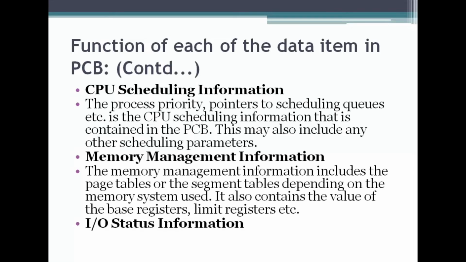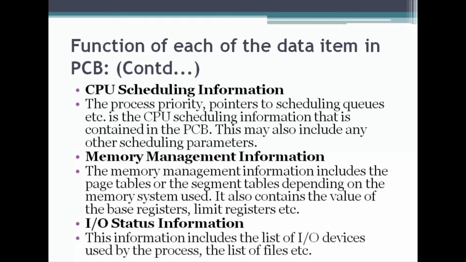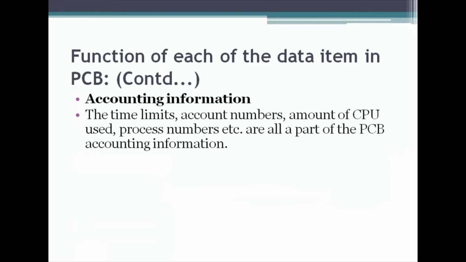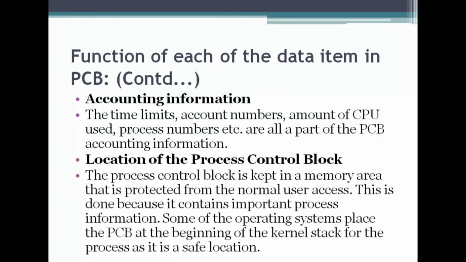Now, IO status information. This tells about the time at which it is going to use the IO part, when an IO request is going to come. All these things are taken care of when the process is going to go to the wait block from the running state. These are all the things that are taken care of by the IO status information. Now, there are two more which we are going to discuss: accounting information and location of the process control block. These are the two more pieces of information that are stored in the process control block.